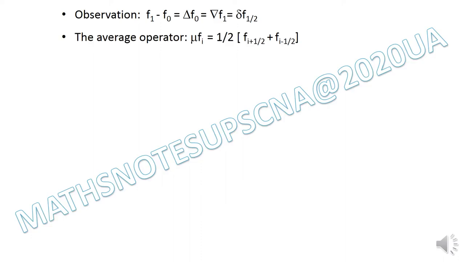Now let's see the average operator, which is mu. So mu f_i is equal to half of f_(i plus half) plus f_(i minus half). Now we can see the shift operator, which can be denoted by E.